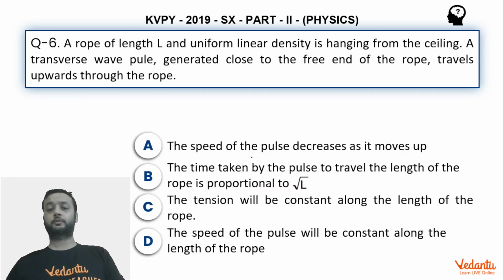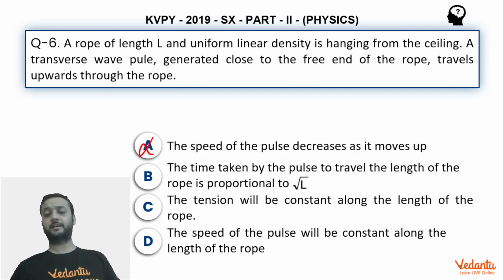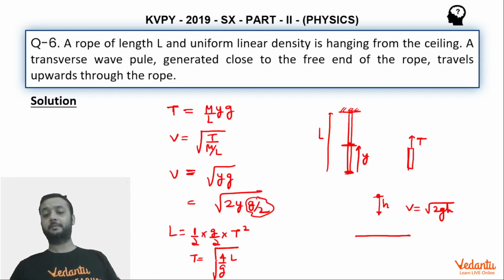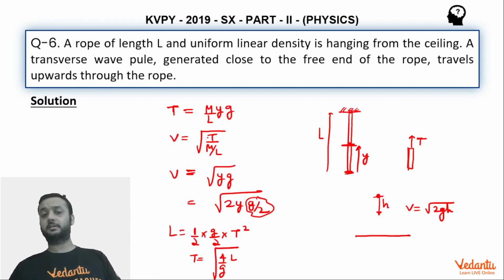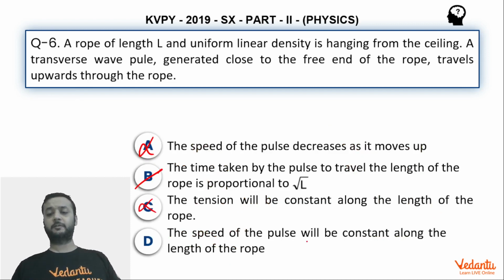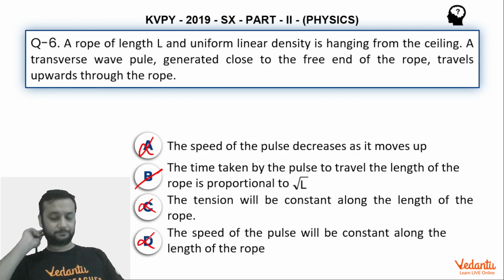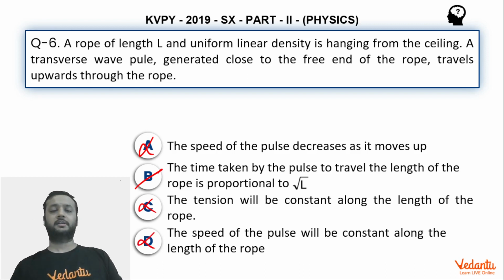Now if you go back to the options: the speed of the pulse decreases as it moves up. Of course it is wrong, because we can see that speed is increasing as it is moving up. Time is proportional to root L. Yes, this is what we got, time is proportional to root L. Tension will be constant along the length. Of course wrong, because tension is a function of y, a linear function. And speed of the pulse will be constant along the length. Speed is also not constant. In fact, acceleration is constant, not the speed.